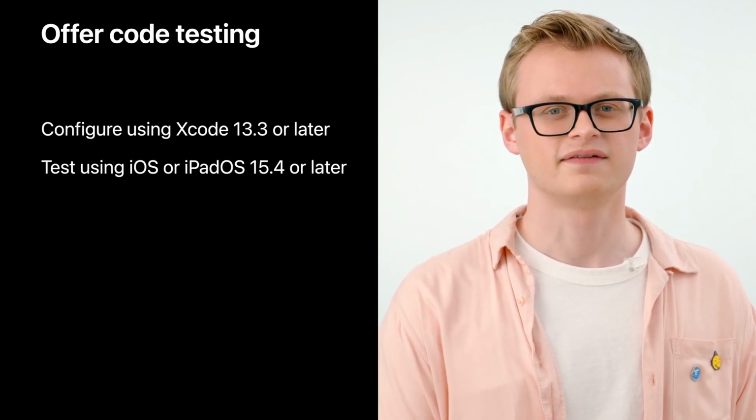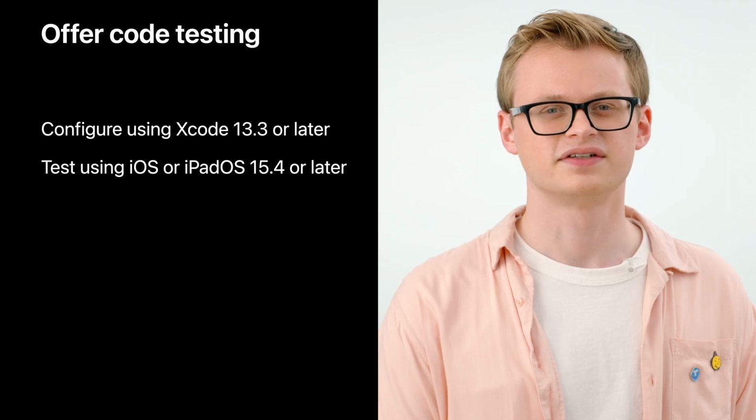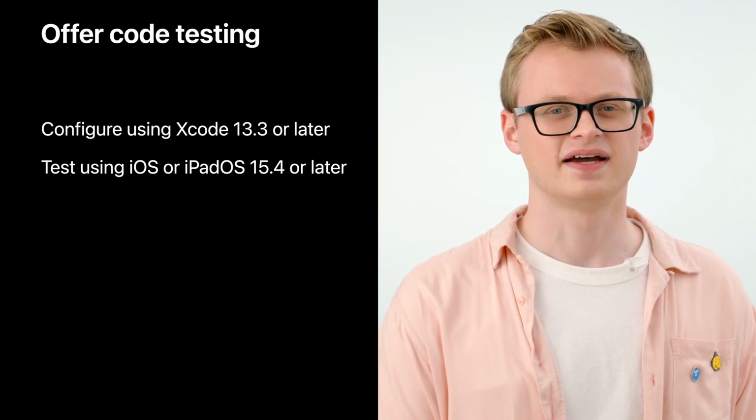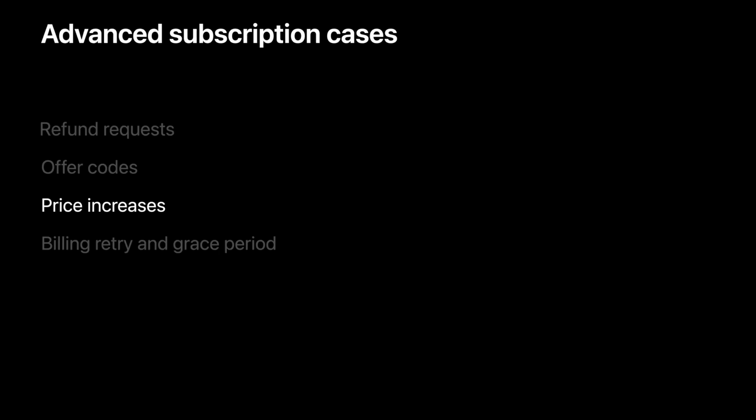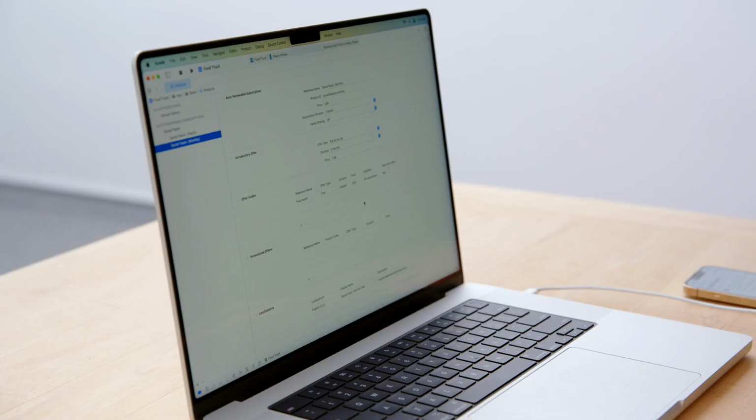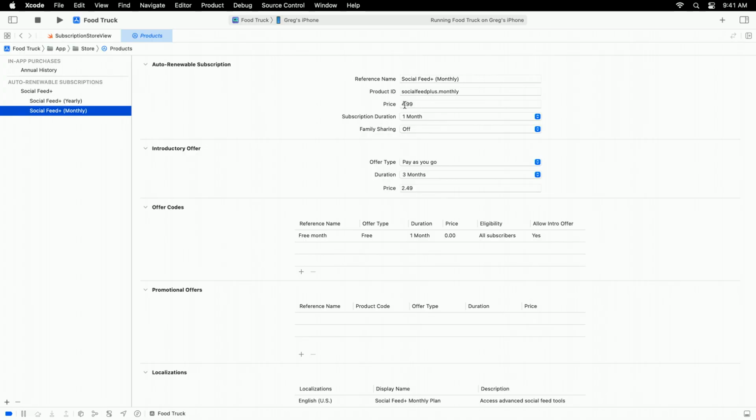You can configure offers for codes starting in Xcode 13.3 and test them on iPhones and iPads running iOS 15.4 or later. Now that we've verified offers for codes work in Food Truck, let's test how our app handles a price increase for Social Feed Plus. Testing a price increase is really simple in Xcode. To get started, we'll increase the price for the monthly Social Feed subscription.